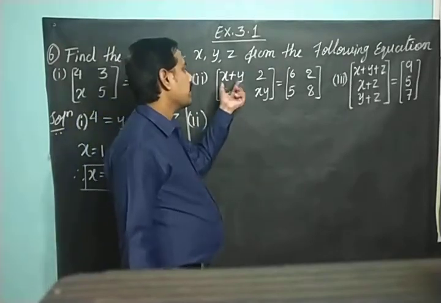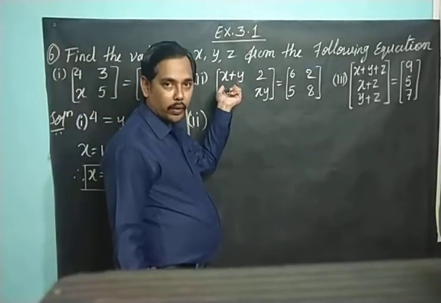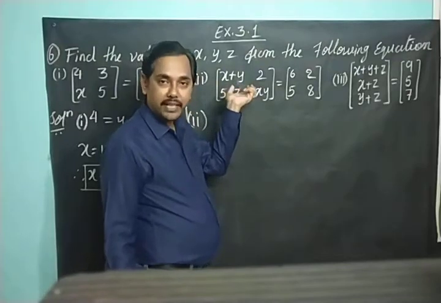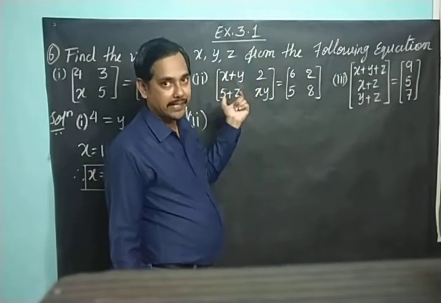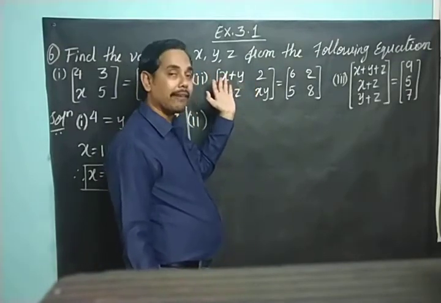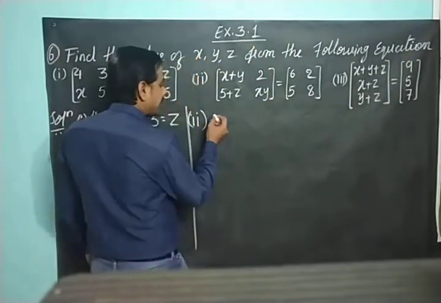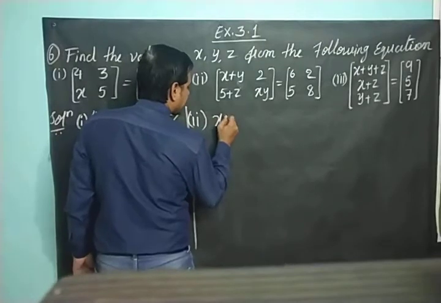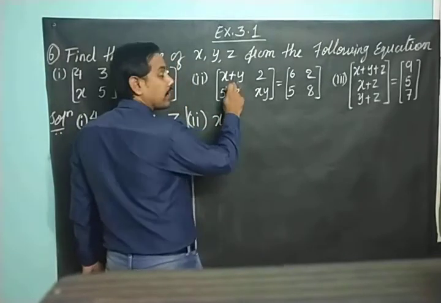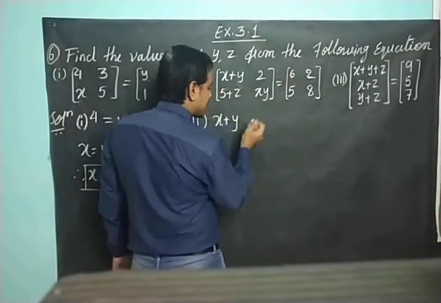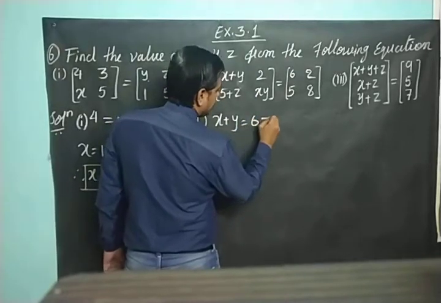What is A11? That is x plus y, and it should be equal to its corresponding element on the right hand side. What is the corresponding element of A11 on the right hand side? It is 6. So I can write x plus y is equal to 6. Let this be equation 1.